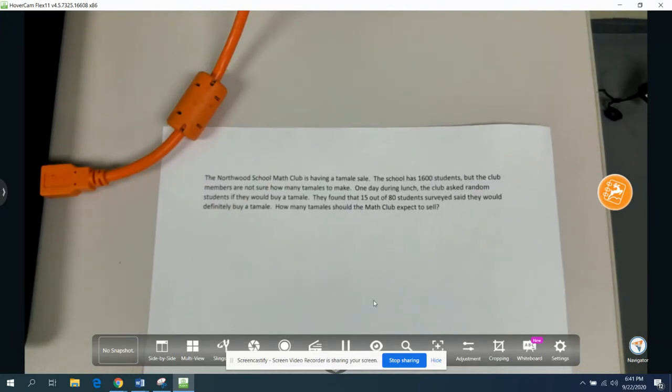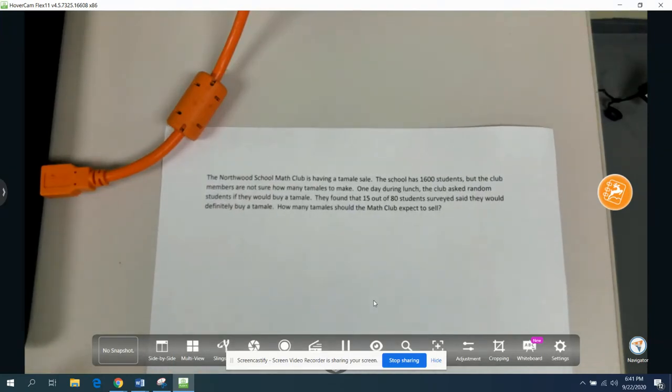Okay, so yesterday we were focused on the four different methods for solving a proportion. Today's lesson, I'm going to go over how to write one, and then we'll practice again solving.